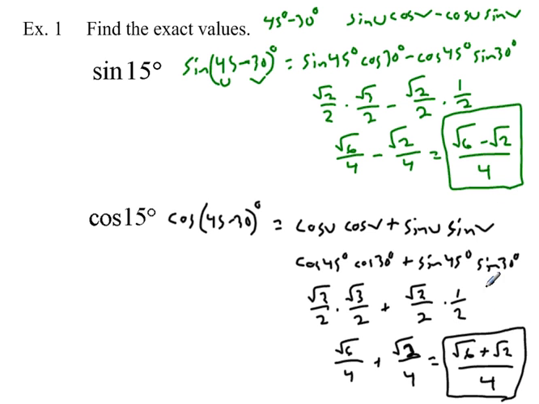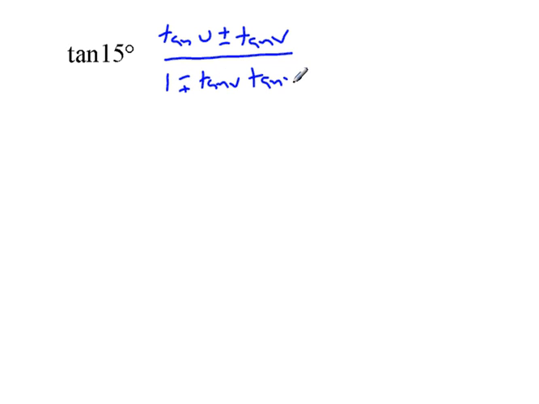Notice your answers to both of these are very similar, okay? And in fact, you'll see these similar kinds of expressions for all these. What about this next one, the tangent of 15 degrees? Now, tangent is the most complex of these formulas. It looks like this. Tangent of 15 degrees is the tangent of u plus or minus the tangent of v over 1 minus or plus the tangent of u times the tangent of v.